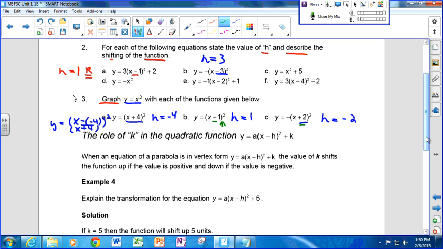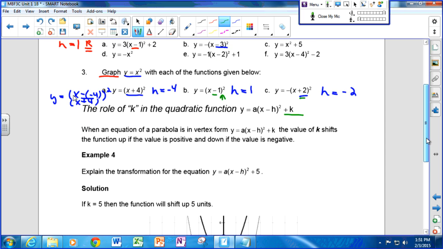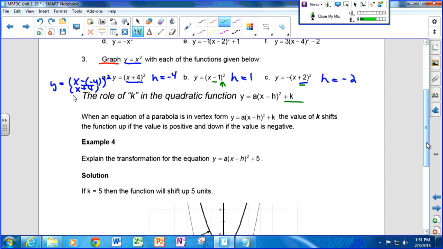So let's take a look at k then. K is the variable at the end of the vertex form, and that's how we shift up and down. Okay, and that's the y value of the vertex. Really all it does is shift it up if it's positive or down if it's negative. I think it's a little easier to see this way.